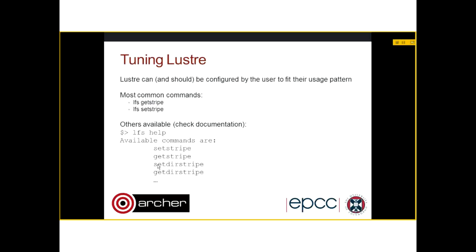So what do you want to tune? The basic thing you can tune is how you stripe the files. The common commands are lfs getstripe and lfs setstripe. So lfs is a command which you use to access some utilities to set or view parameters used for Lustre. And if you do lfs help, you can see a whole load of other commands. Some of them aren't useful to an ordinary user. And quite a few of them are just informative, so you can find out, for instance, how many OSTs there are on your particular file system.